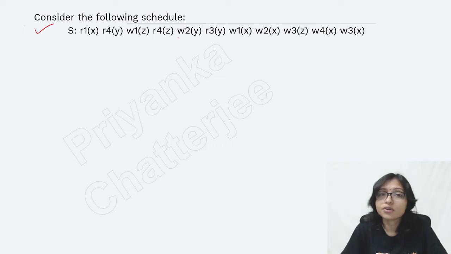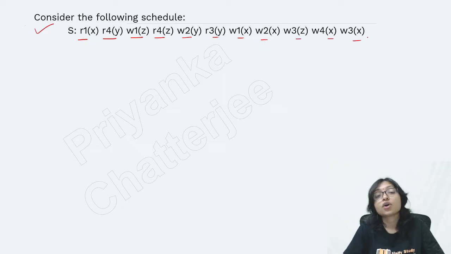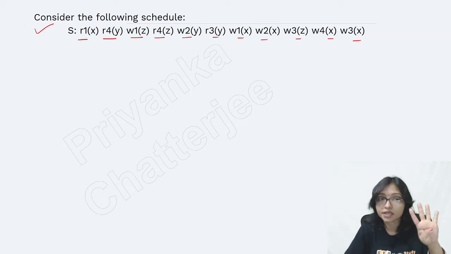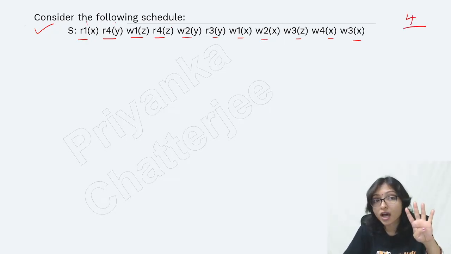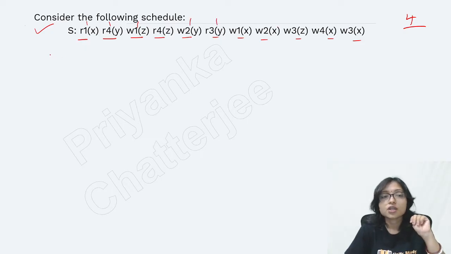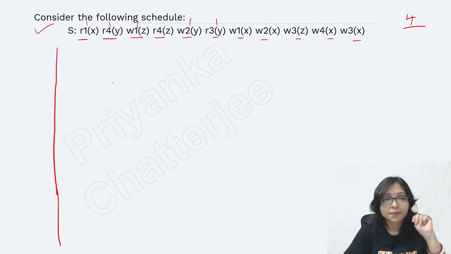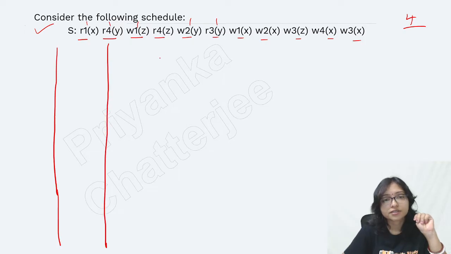Now we will solve it. How to solve it? Here you can see R1x, R4x, W1x, R4x. From here you have to find out how many transactions there are. Try to find out how many numbers there are: 1, 2, 3, 4. There are 4 transactions. So first of all, draw 4 transactions here.